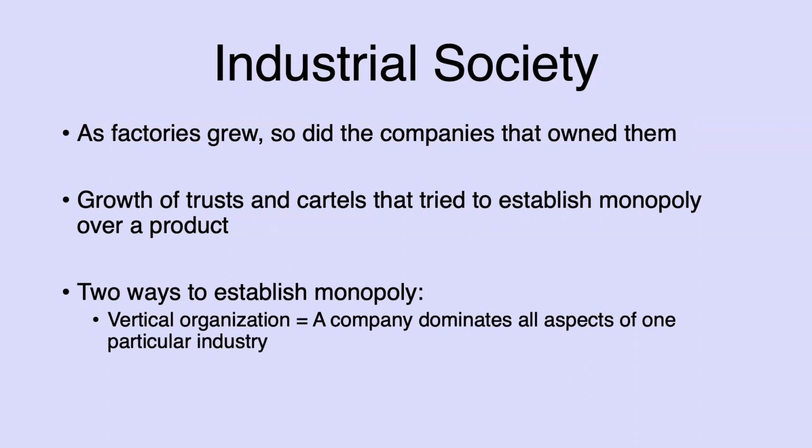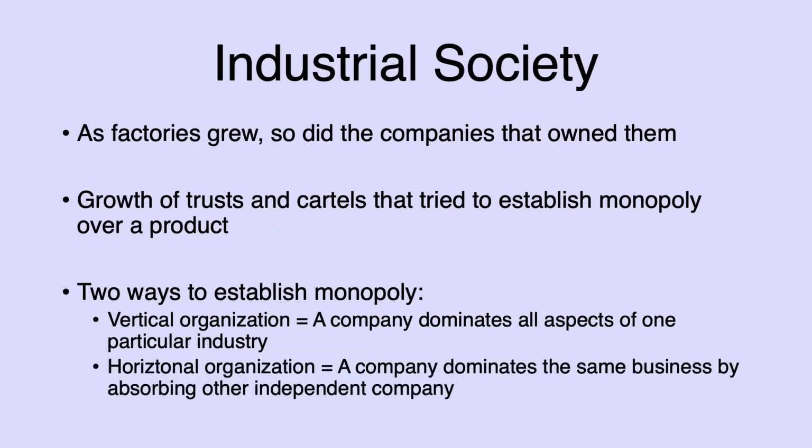The first one we have is vertical organization. So a particular company will dominate all aspects of one particular industry, right? From the parts manufacturing up until the final sale of the item. It is the company's domain over each of those beginning, middle, and end steps.